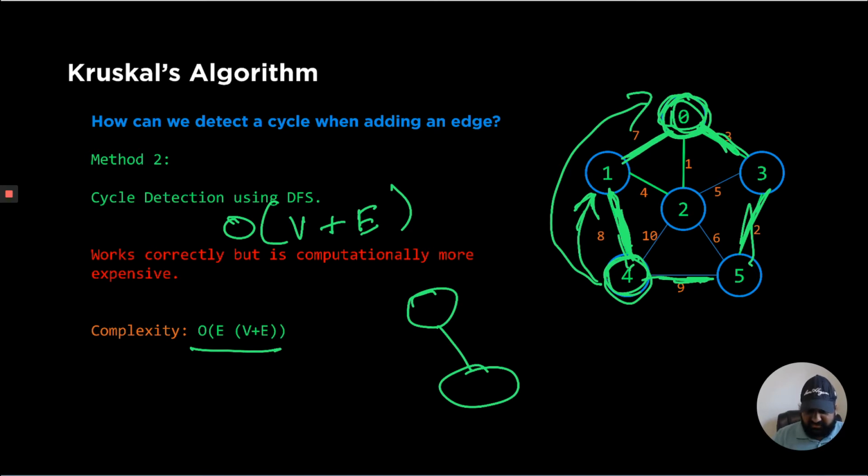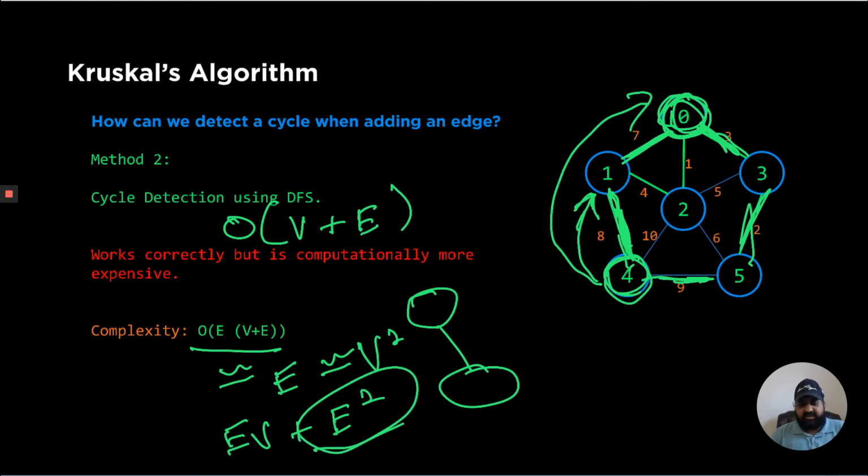because there are E different edges. Now, this is computationally very expensive because E can easily be equal to V squared if you have a dense graph. So this simplifies to EV plus E squared, and since we know that V will be less than E, this is technically equal to O of E squared.